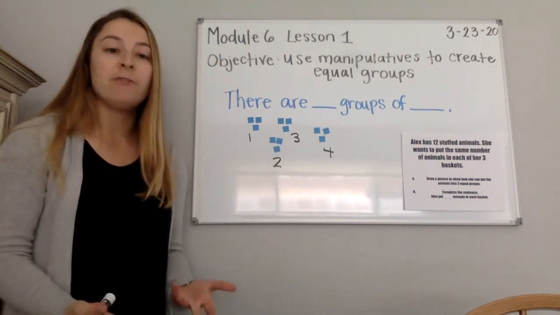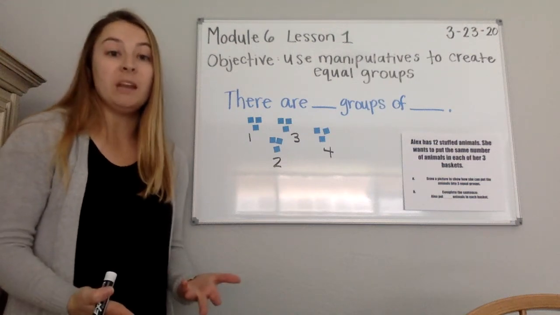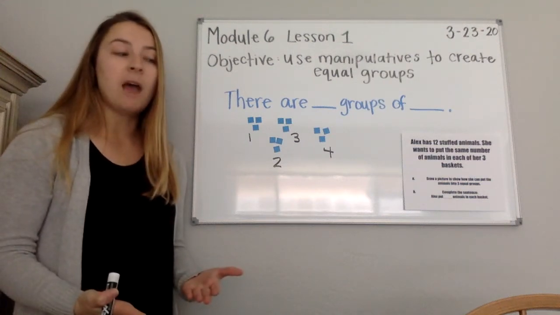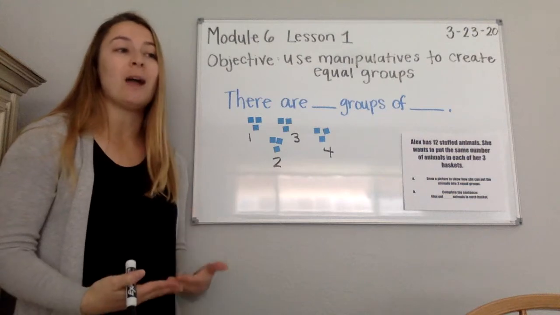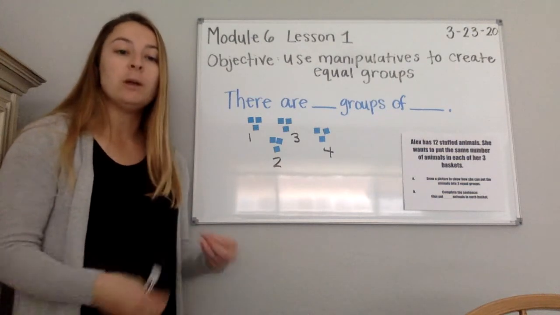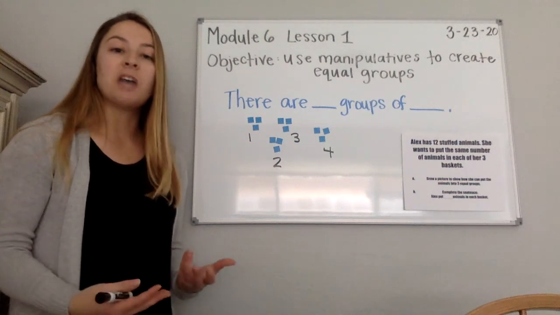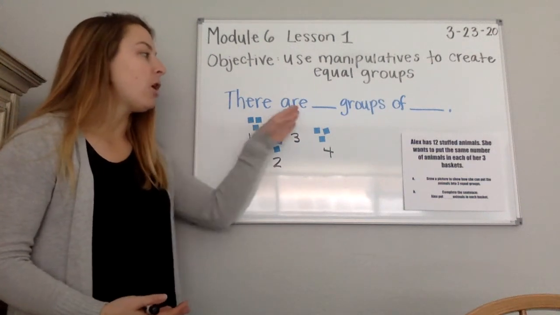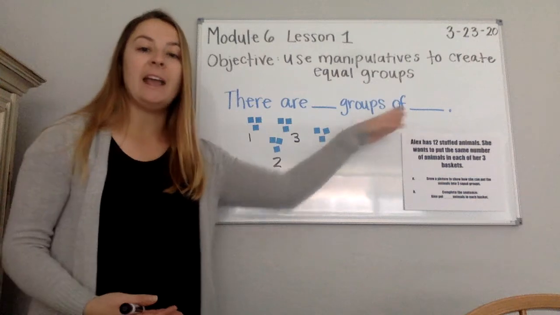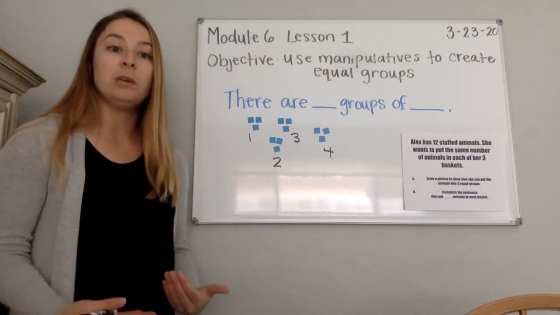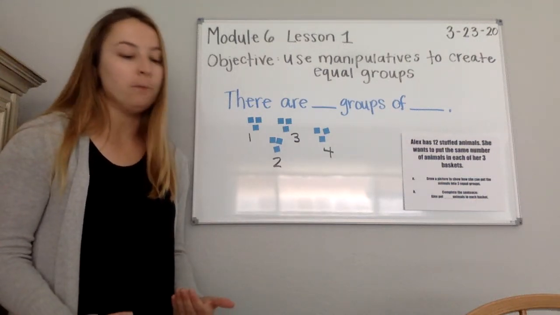If you have something fun at home that you can use as a manipulative, go ahead and give this a try. You could use old buttons, you could use dried beans, really anything that you can move around with your hands and create different sized groups. I challenge you to use our sentence frame, there are blank groups of blank, with the different arrangements that you can create and come up with on your own.